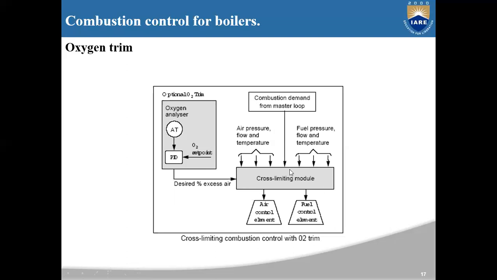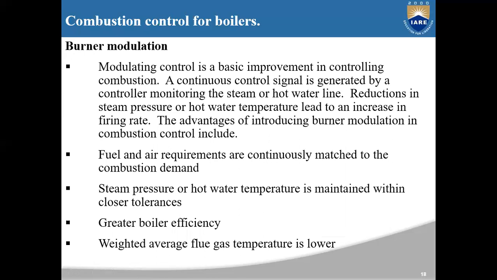And next, burner modulation. Modulated control is a basic improvement in controlling combustion. A continuous control signal is generated by control monitoring the steam or hot water line. Reductions in steam pressure or hot water temperature lead to an increase in firing rate. The advantages of introducing burner modulation in the combustion control include: fuel and air requirements are continuously matched to the combustion demand, steam pressure or hot water temperature is maintained within closer tolerances, greater boiler efficiency, and lower weighted average flue gas temperature. In this way, burner modulation is an important step in combustion control of boilers.